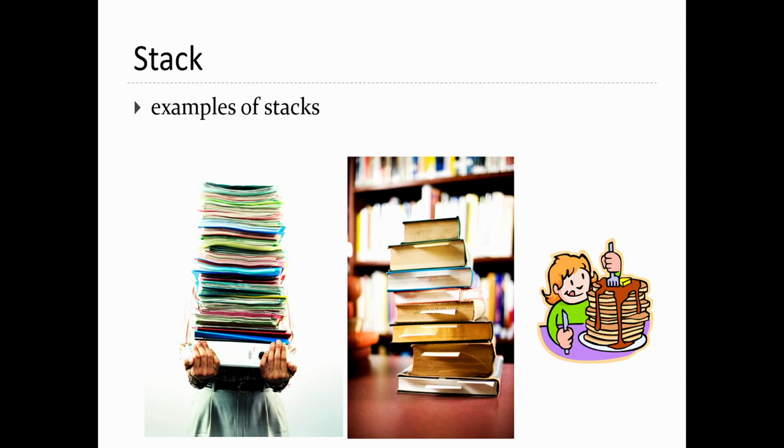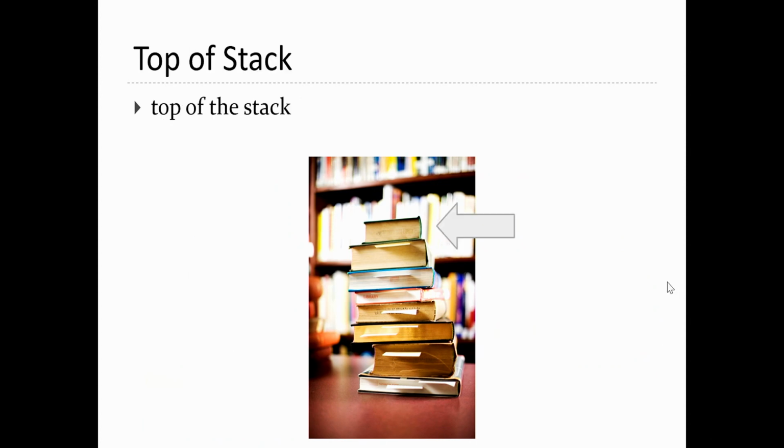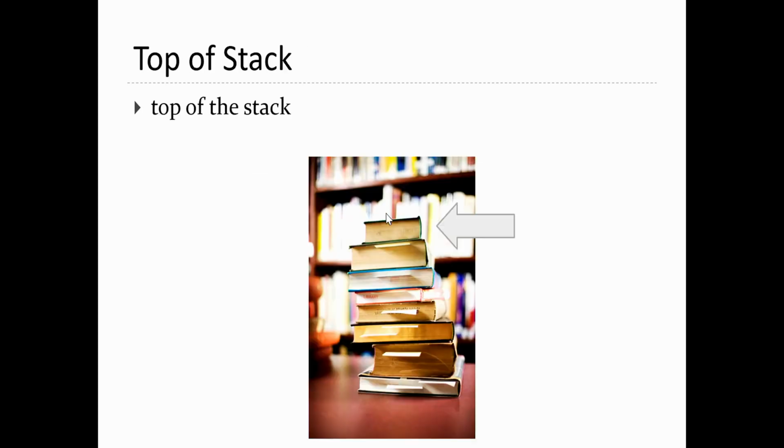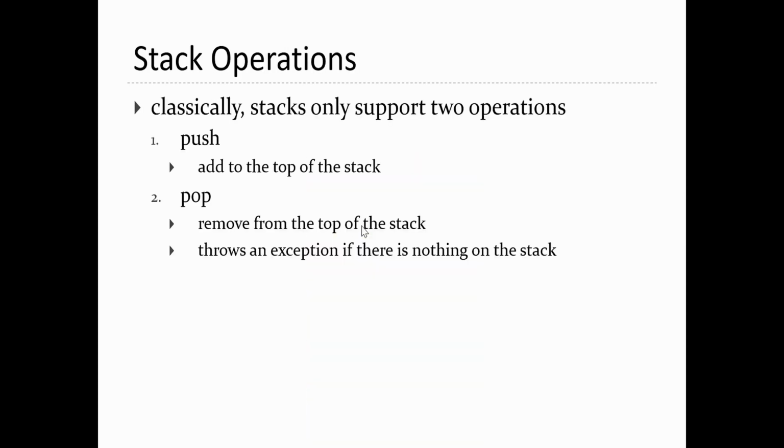A stack is a type of data structure that resembles a physical stack of objects. Here we've got a stack of files, a stack of books, a stack of pancakes. Every stack, the data structure type stack, has this notion of the top element of the stack. So here we've got the top book of this stack. And in a classic stack, the only thing that you can do with the stack involves the top of the stack. So you can only do two things with the stack.